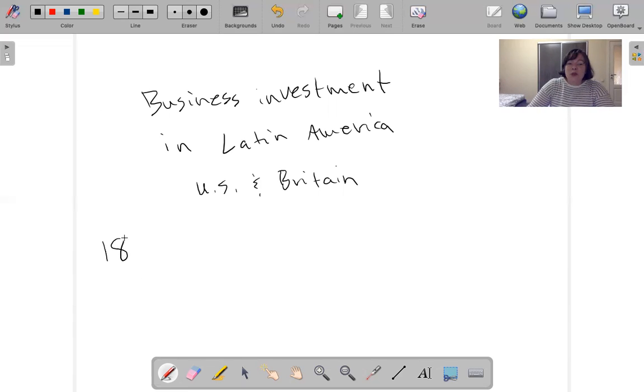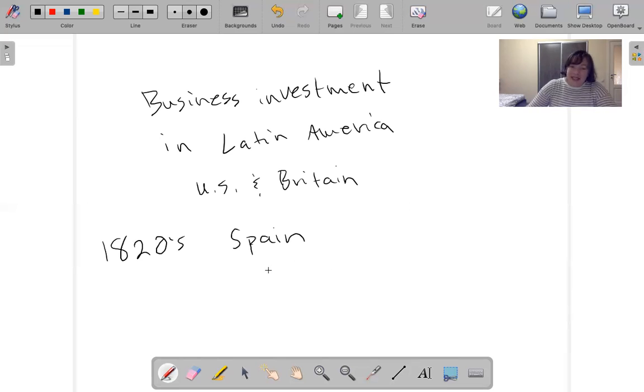Well, in the 1820s, Spain started looking back over at Latin America and started thinking about colonizing again. And the United States and Britain looked at each other and they were like, hey, whoa, what are we gonna do? We're making all this money in Latin America. We can't let Spain do this.